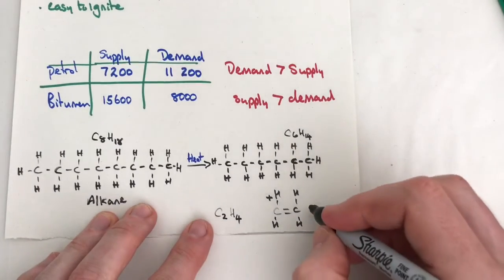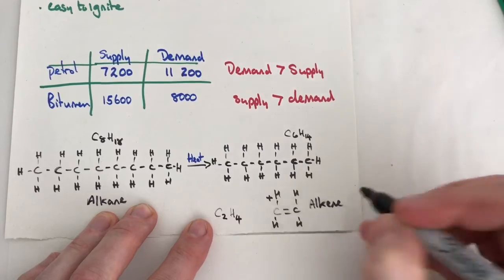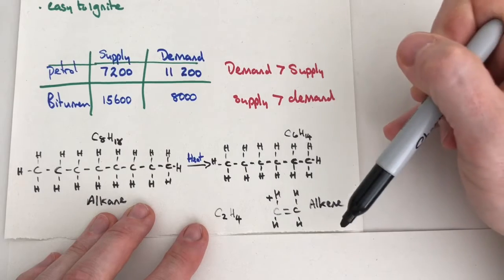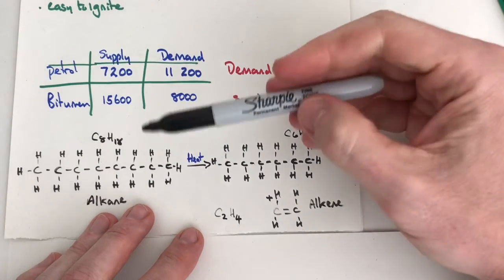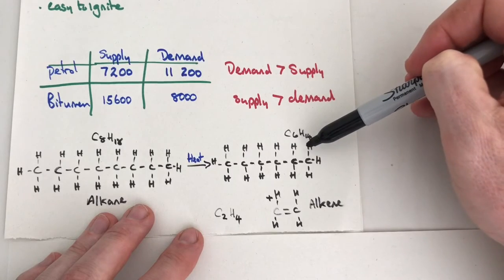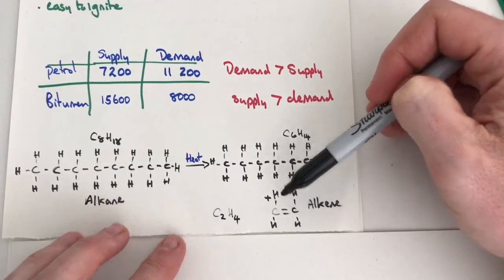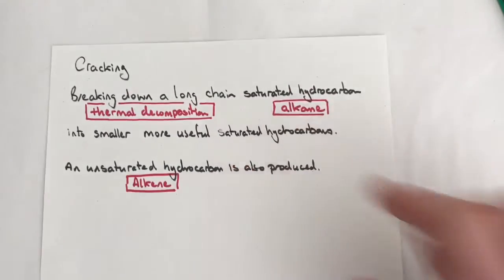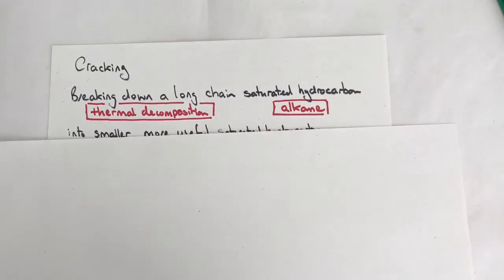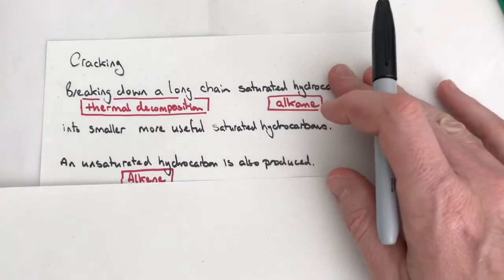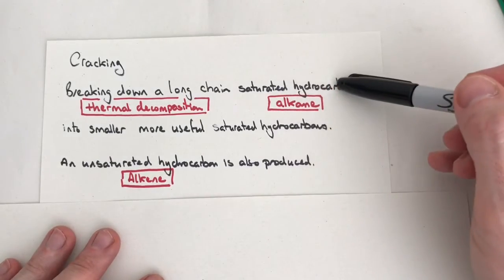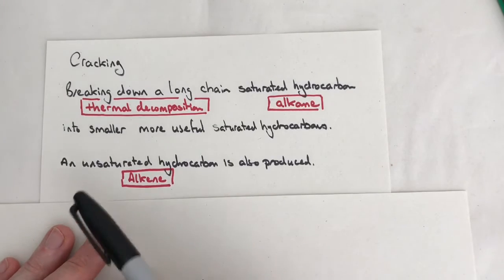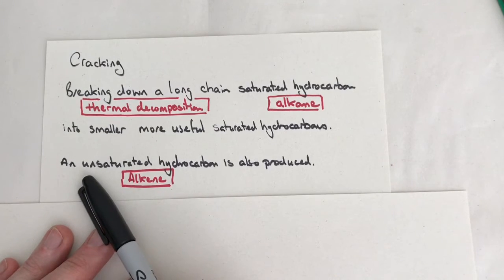This is an alkene. So when you do cracking, you produce a shorter, more useful alkane, but you also produce an alkene. So cracking leads to this shorter, more useful alkane and also an alkene. I've written a definition underneath here. Let's have a quick look at it. The definition for cracking is about breaking down a long chain saturated hydrocarbon into smaller, more useful saturated hydrocarbons, and we also make an unsaturated hydrocarbon as well.